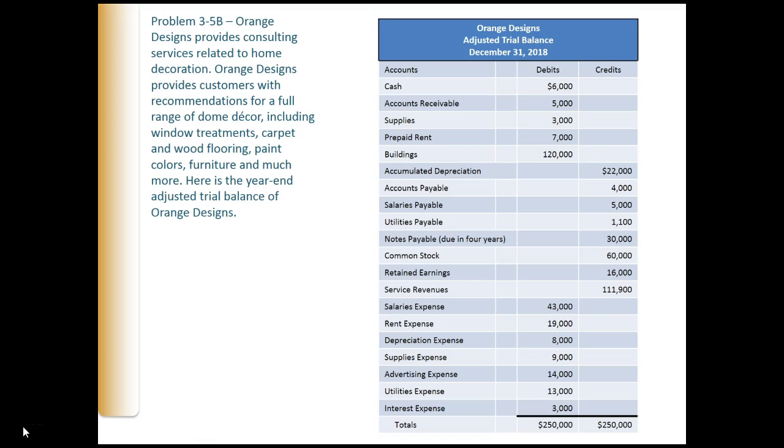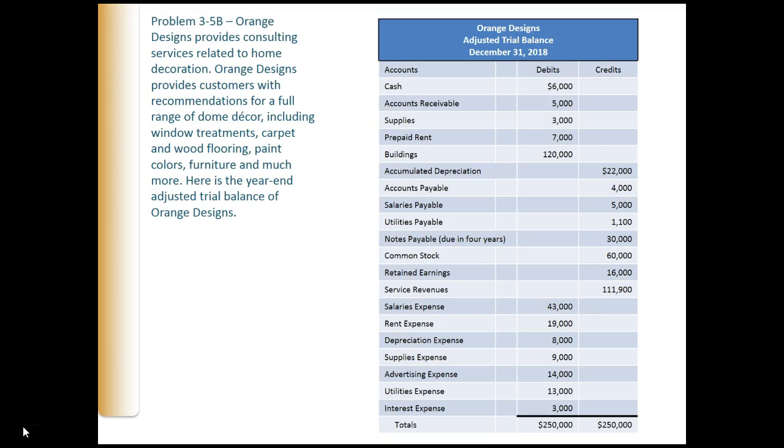We're going to go over a couple of problems just to reiterate the concepts covered at the end of this chapter. This problem is 3-5B. A company, Orange Designs, provides consulting services related to decorating homes. It provides customers with recommendations for a full range of home decor, including window treatments, carpet and wood flooring, paint colors, furniture, and more. Here is the year-end adjusted trial balance of Orange Design.